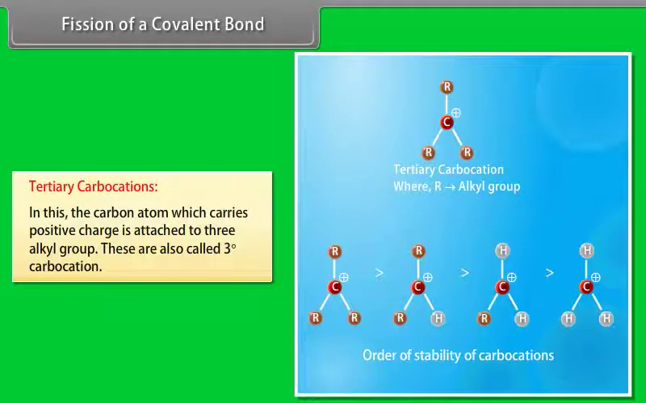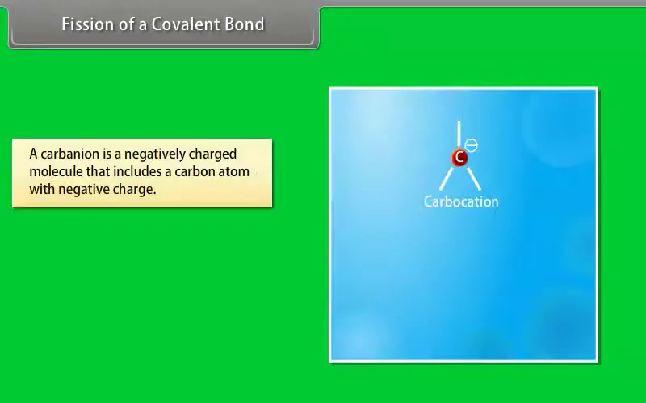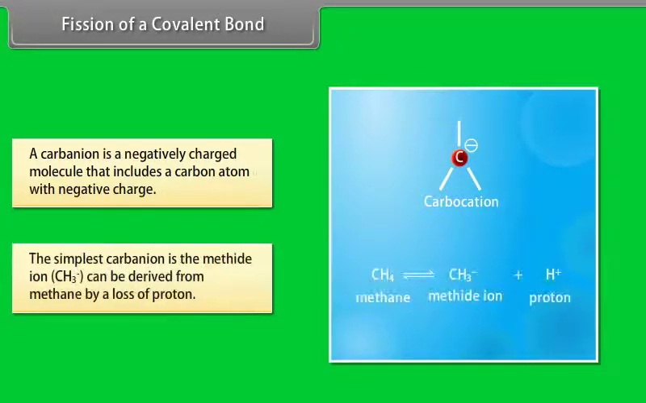Order of stability of carbocations is: tertiary, secondary, primary. A carbanion is a negatively charged molecule that has a carbon atom with negative charge. The simplest carbanion is the methide ion, which can be derived from methane by a loss of proton.